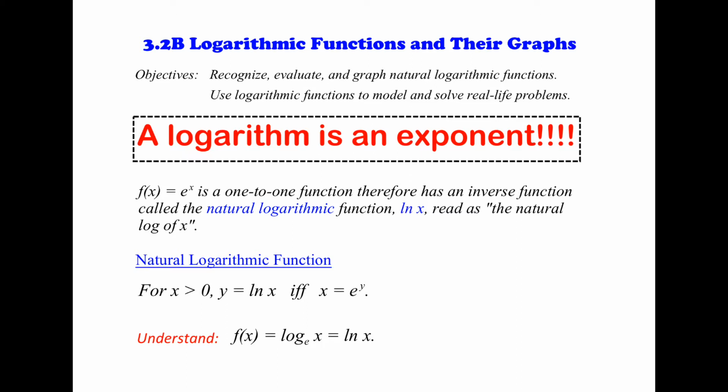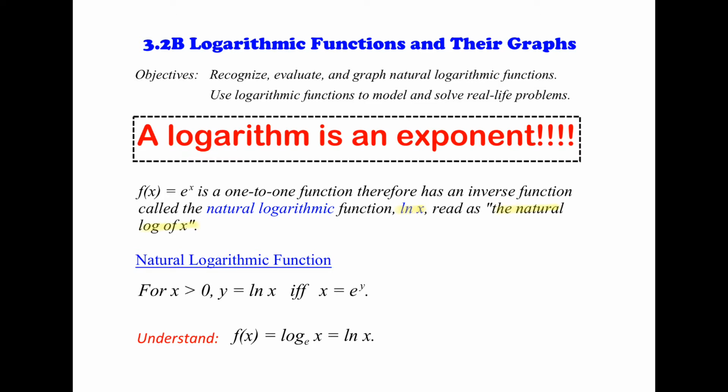So, what is the natural logarithmic function? Well, we know f of x is equal to e raised to the x power. That's the natural base, but it's also a one-to-one function, so therefore it has an inverse, and we call the inverse the natural log function, which is written as ln of x and read the natural log of x.